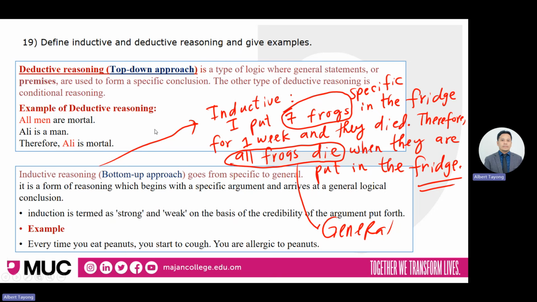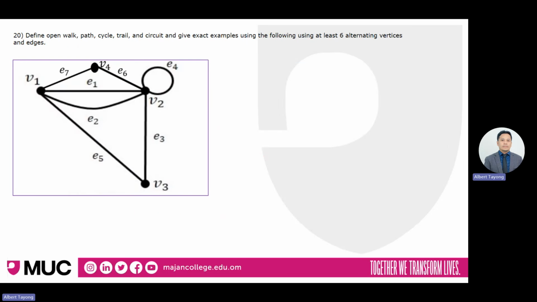All right. So number 20, the last one, is about walk. So what is an open walk? What is a cycle? What is a path, trail? Yes. Or let's see close walk. Okay, you know close walk already. It means we have to come back.